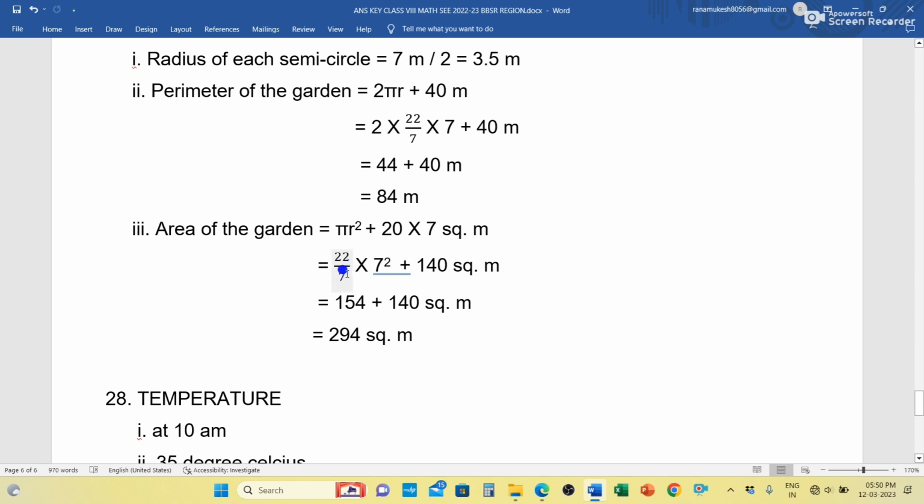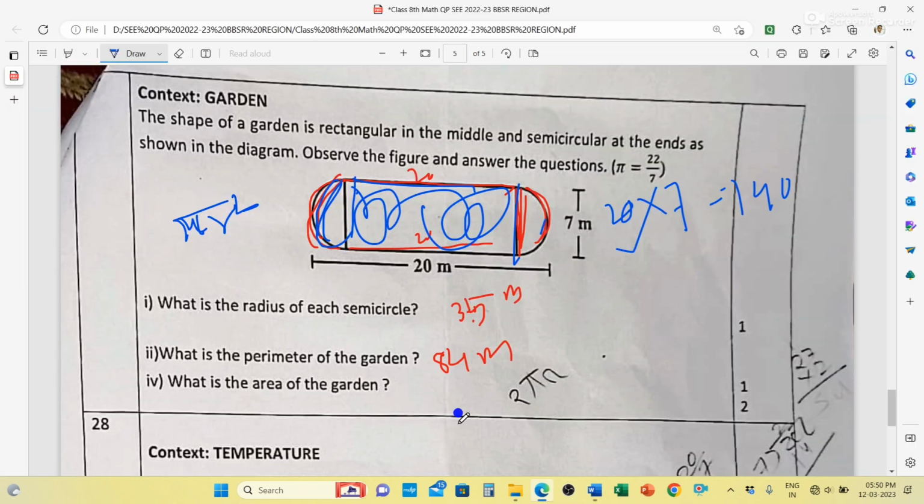So 7 square means 7 into 7, so one 7 will cancel, then 2 into 7 equals 14, 22 into 7 equals 154, plus 140 square meters. So 154 plus 140 equals 294 square meters. Okay, 294 square meters.